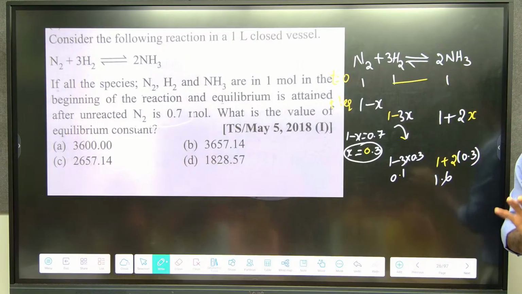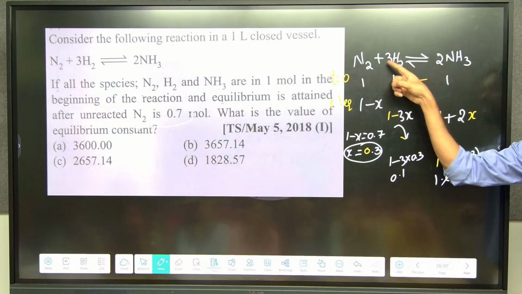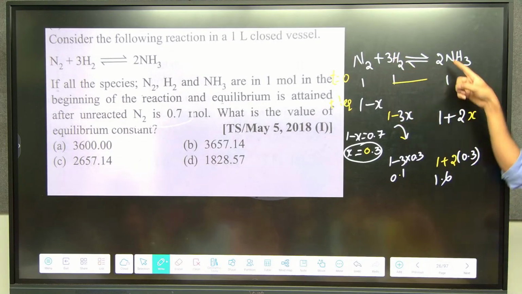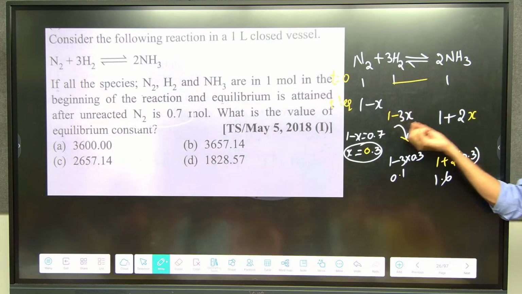How much amount? We don't know now. That is 1 minus x you can write. Here 1 minus 3x. Why? Because coefficient is 3. Here 1 plus, because product is formed. Reactants are consumed, product is formed. That's why here plus. Up to here it is clear.